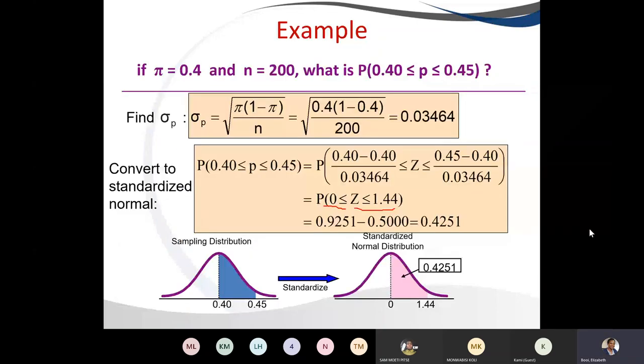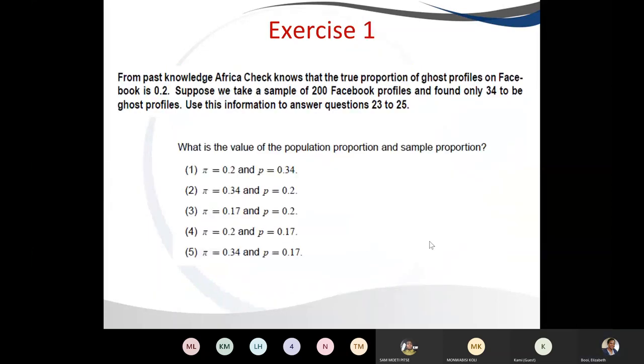Any question before I give you an exercise? If there are no questions, here is the exercise. Given the information from the paragraph, what is the value of your population proportion and what is the value of your sample proportion? When you're done, just let me know so that I can see how many people are done. We can recap on this.